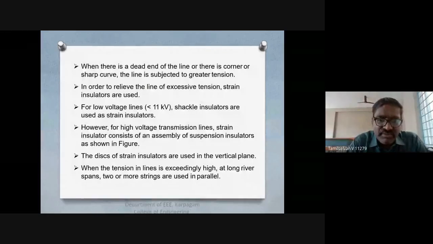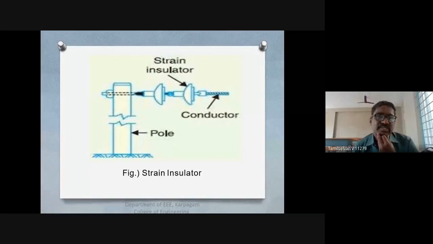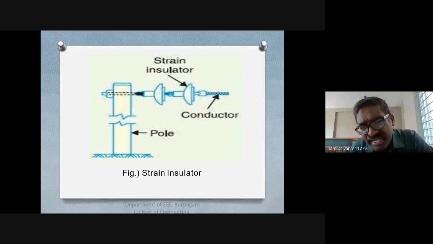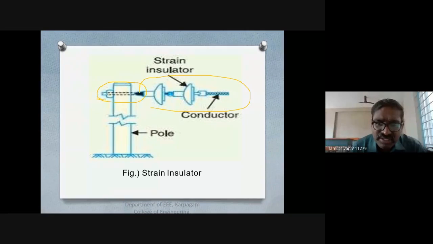Normally these strain insulators will be vertical. See here, this is your strain insulator. This is how for higher voltages we use these strain insulators, placed vertically just like how we place the suspension insulators. And this will be fixed strongly to your electrical towers. This type of insulator is called a strain insulator. So these are also strain insulators.